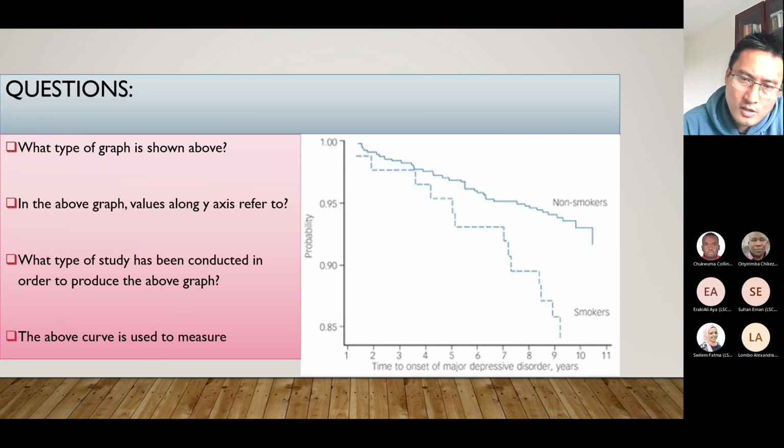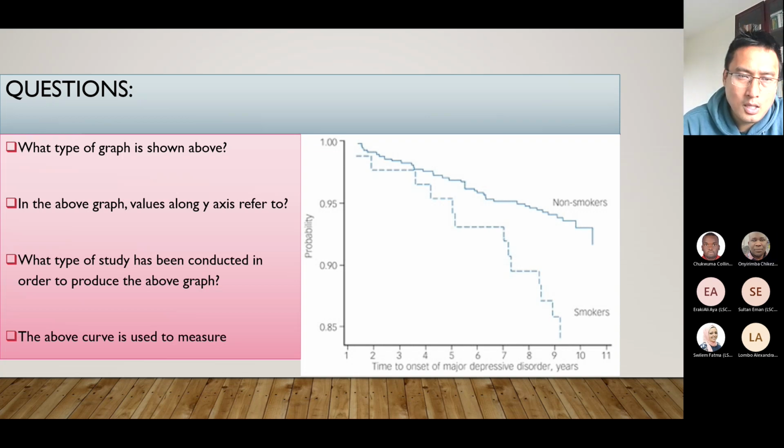So if the outcome is already given at the end, and if they have gone back, survival analysis can only be done in the cohort study. So they are looking back. So this is retrospective cohort. Is this clear to everyone?